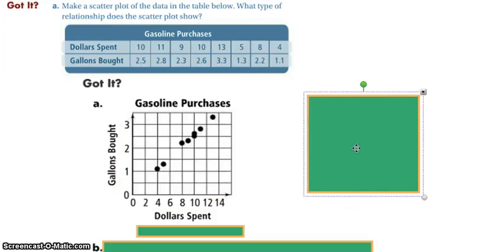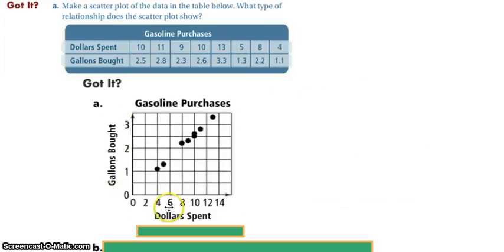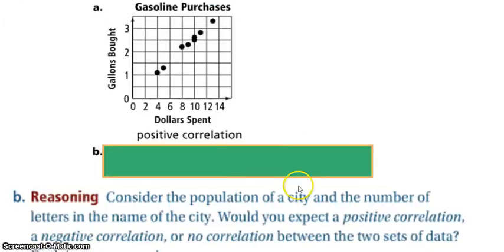And when you graph the data, you see that, of course, as you spend more money, you will get more gasoline. So we call this a positive correlation since they both go up together. And then we talk about B.